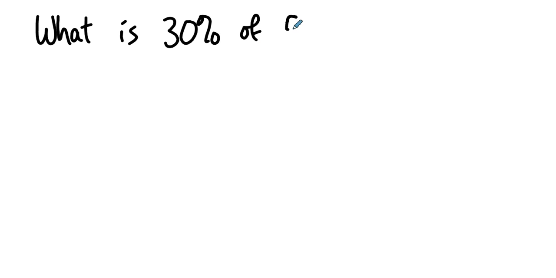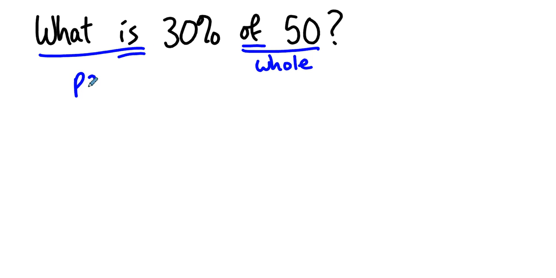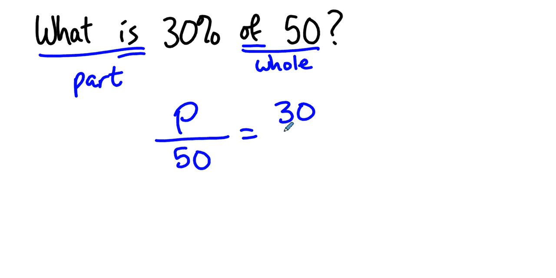There are three kinds of percent problems. One of them is: what is 30% of 50? The numbers are irrelevant. The idea is that we're looking for the part when we know what the whole is. This is the indicator that this is the whole: it's an "of 50." We're taking 30% of 50. We're looking for the "what is." We're looking for the part. So we're looking for the part out of 50 that is 30%.